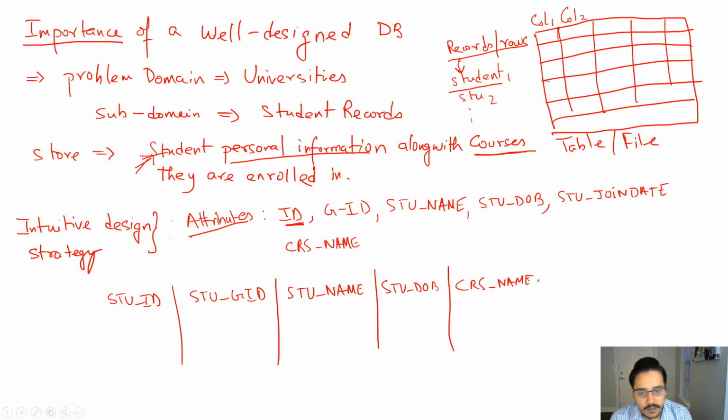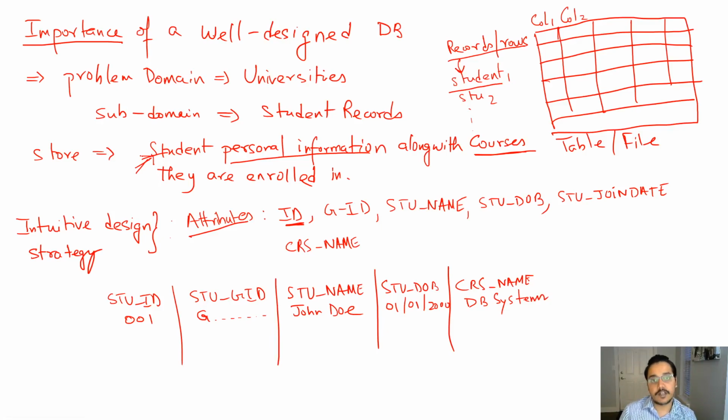So we put everything in, and then you can have some student ID, and let's say that is 001, and then the Grizzly ID would be G something something, right? And the student name could be, let's say, John Doe. Student date of birth could be 01/01/2000. And then the course name could be database. Okay, so let's call it database systems.